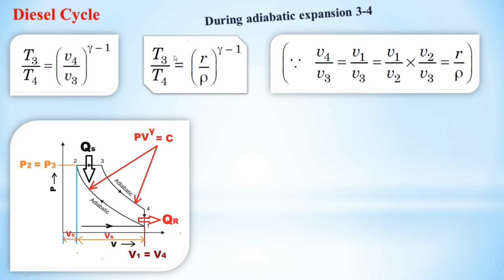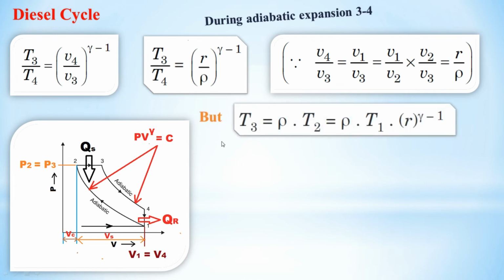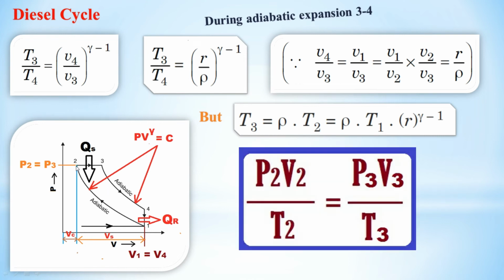We have already derived up to this equation, T3 by T4 equal to R upon rho raised to gamma minus 1, in the previous slide. But we know that T3 equal to rho into T2. We have already derived this equation in the previous slide for process 2 to 3. Here P2 V2 by T2 equal to P3 V3 by T3. Here pressure is constant, so the relationship between volume and temperature is V2 by T2 equal to V3 by T3. From this relation we have derived this equation, so T3 equal to rho into T2.